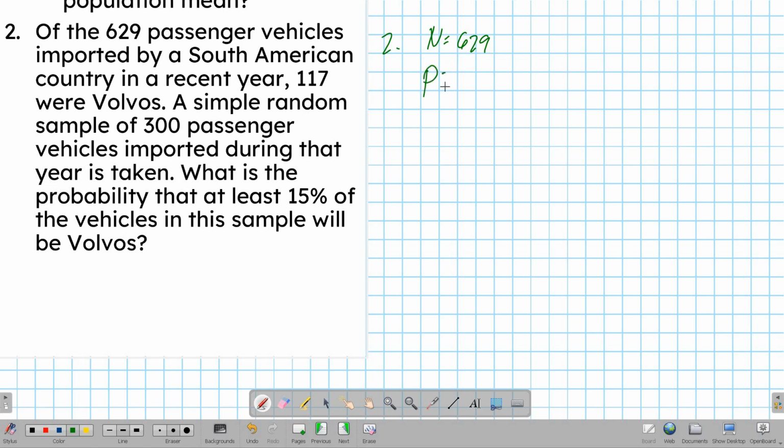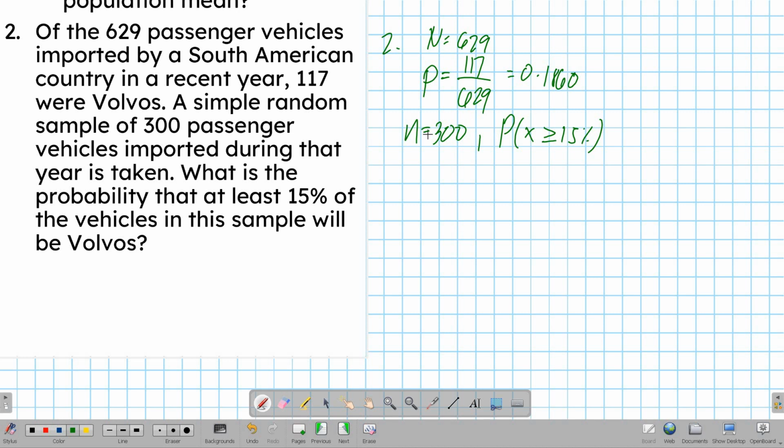And we are told that out of those, 117 were Volvos. That means the population proportion would be 117 over 629, and that would be around 0.1860 rounded off to 4 decimal places. Now we get a sample of 300. With a sample of 300, what is now the probability? We are now asked what is the probability that at least 15%, so it can be equal to 15%, of those vehicles would be Volvos.